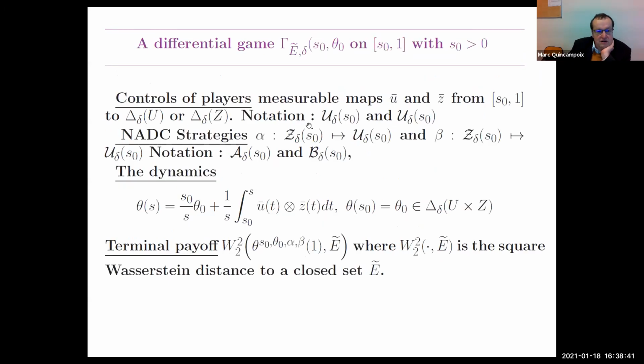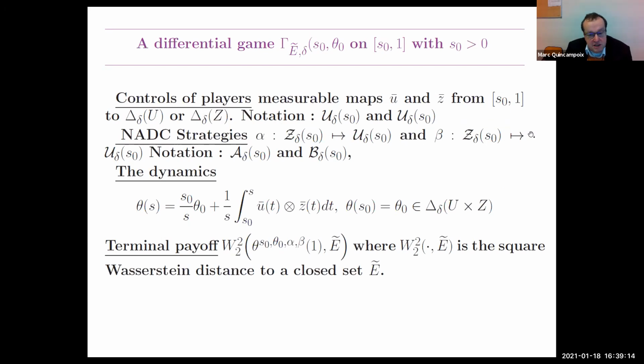This is a little technical. And now the differential game that I consider is the following. So the action, the control, is a measurable map from S01 to D delta of U, delta of Z. Okay. Non-anticipative strategy, piecewise constant, exactly the same definition as between the sets.